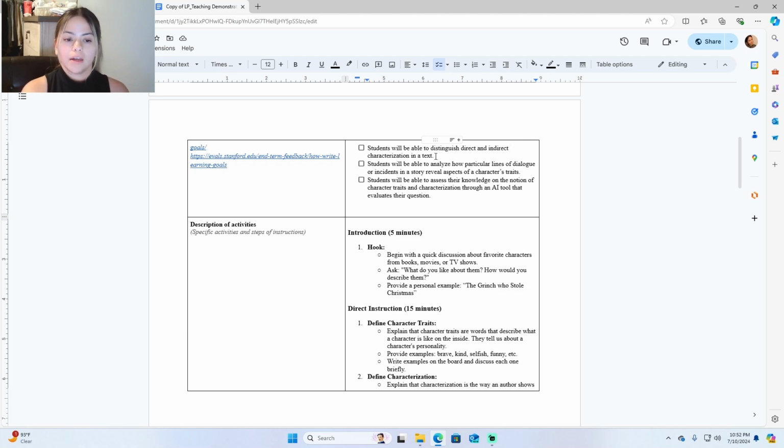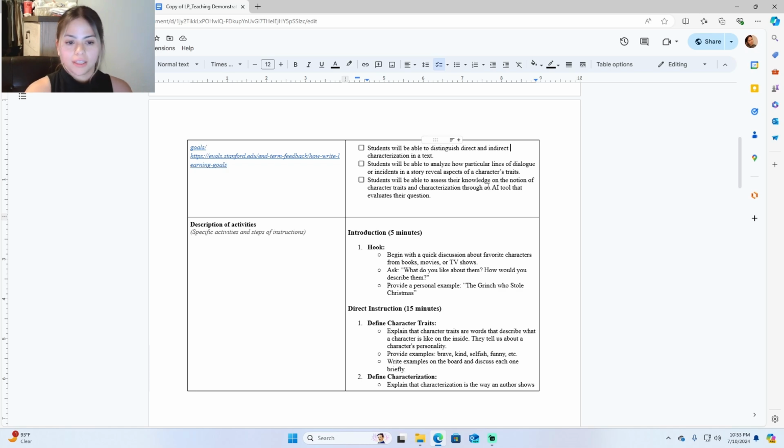Next, students will be able to analyze how particular lines of dialogue or incidents in a story reveal aspects of a character's traits. So if the author is writing about a character in a certain way, describing him in a certain manner, how does that reveal a characteristic, like a trait, of the character?